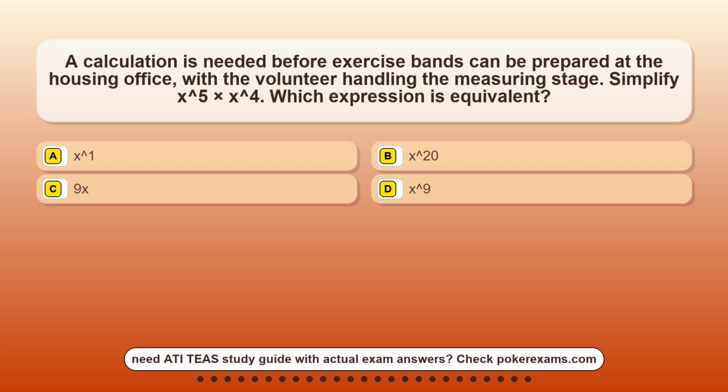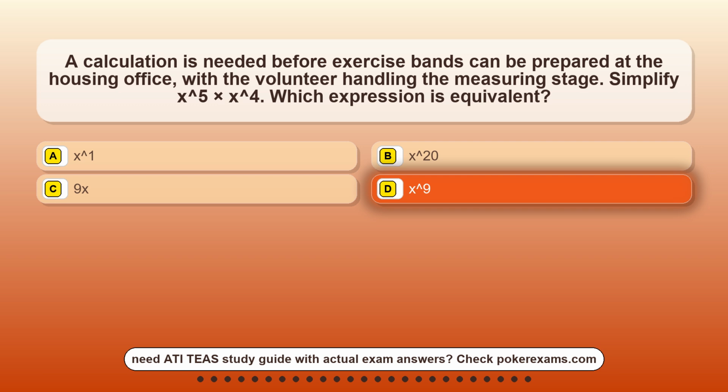handling the measuring stage. Simplify x^5 times x^4. Which expression is equivalent? Option A, x^1. Option B, x^20. Option C, 9x. Option D, x^9. The correct answer is option D, x^9.